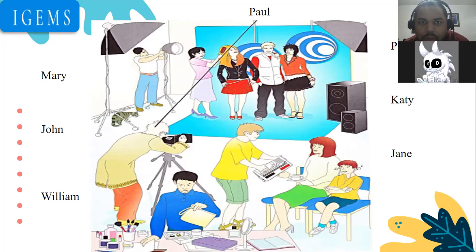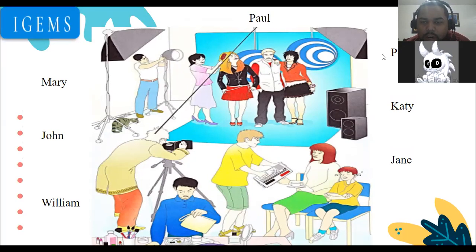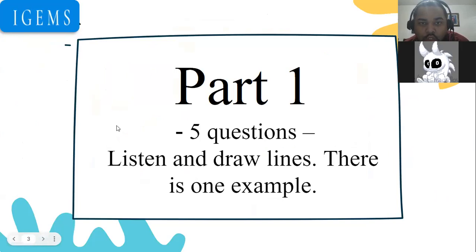Based on what they are doing, what we're going to do here is match and write their names with the actions they are taking. Whatever they are doing, you will notice that this is the right person because of the action the person is doing. Just give me a minute.